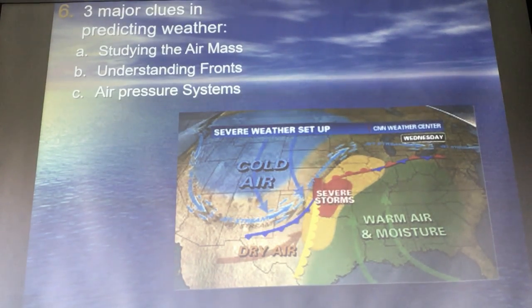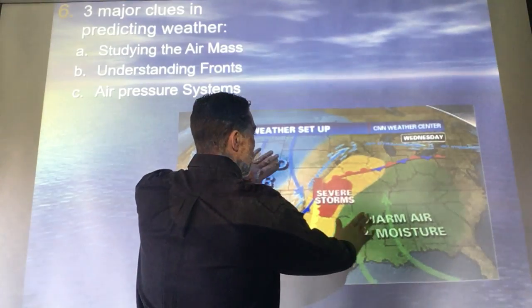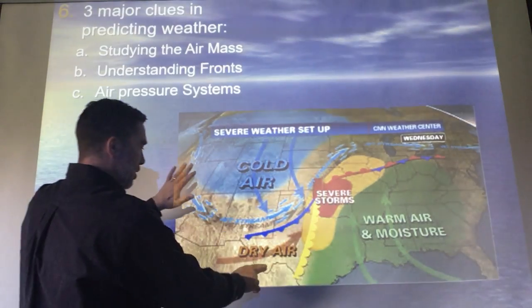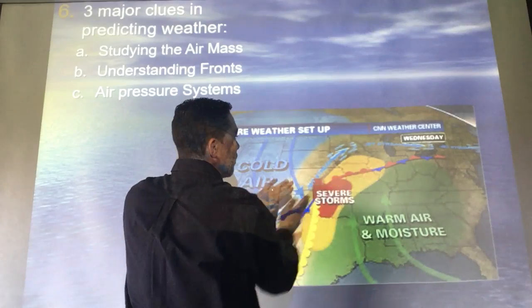Three major clues in predicting weather are studying the air mass, understanding fronts, and then air pressure systems. And this picture here shows a cold air mass. It shows a warm, moist air mass. Dry, probably warm down here. And where they hit is the front.